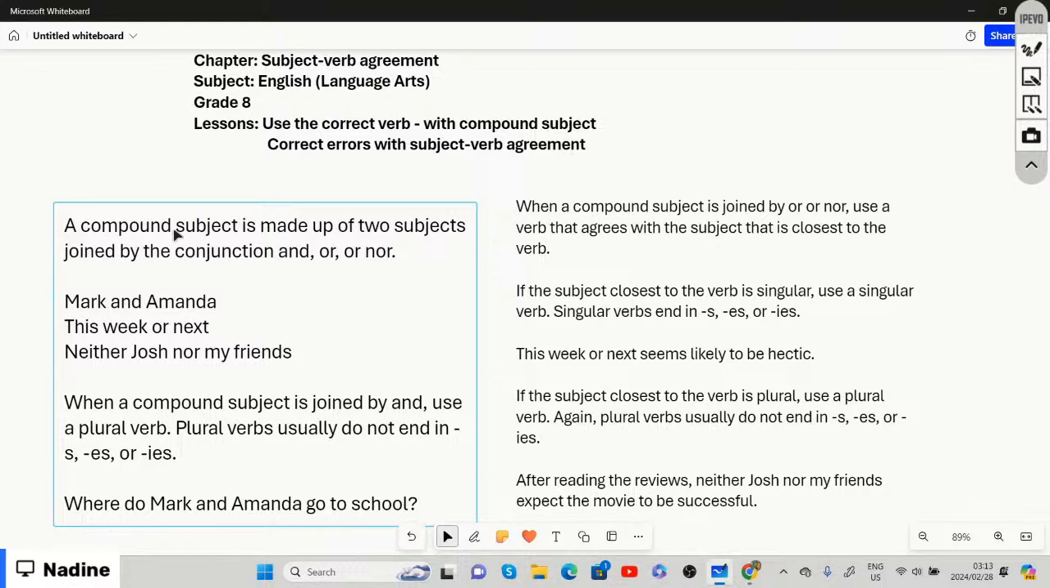All right. And if the subject closest to the verb is plural, plural referring to more than one person, then we use a plural verb, right? Again, a plural verb usually does not end in s, es, or ies.